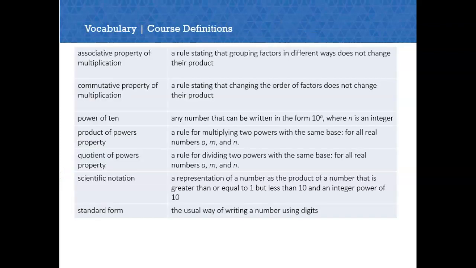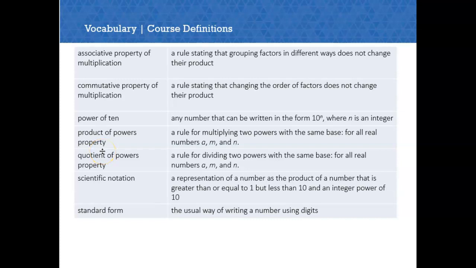So some vocab we have for today. We have some properties that we'll look at a little bit more closely, so I'm not particularly worried about defining these today. We've already talked about power of 10, scientific notation, and standard form. So today we're going to talk about product and quotient.